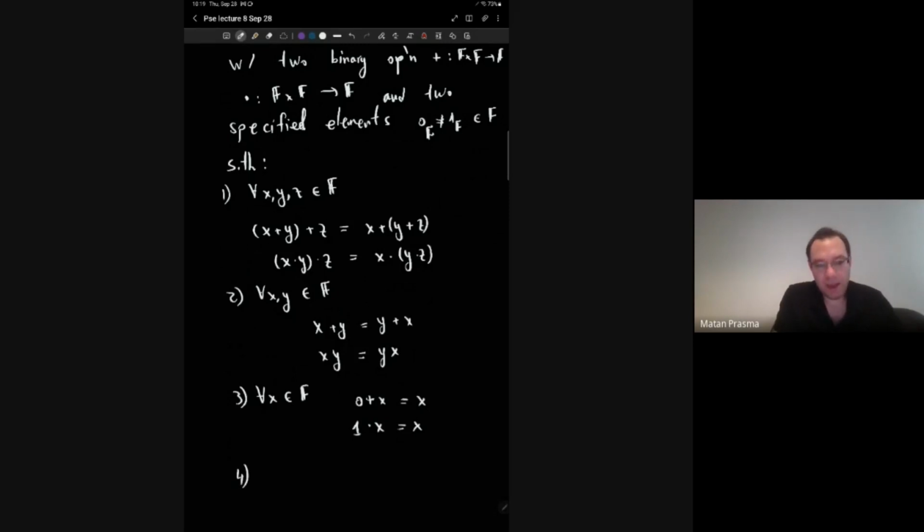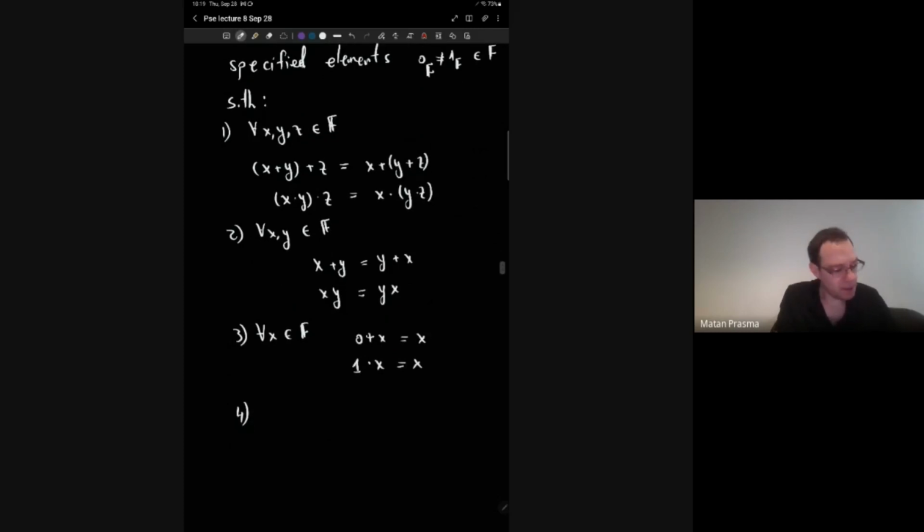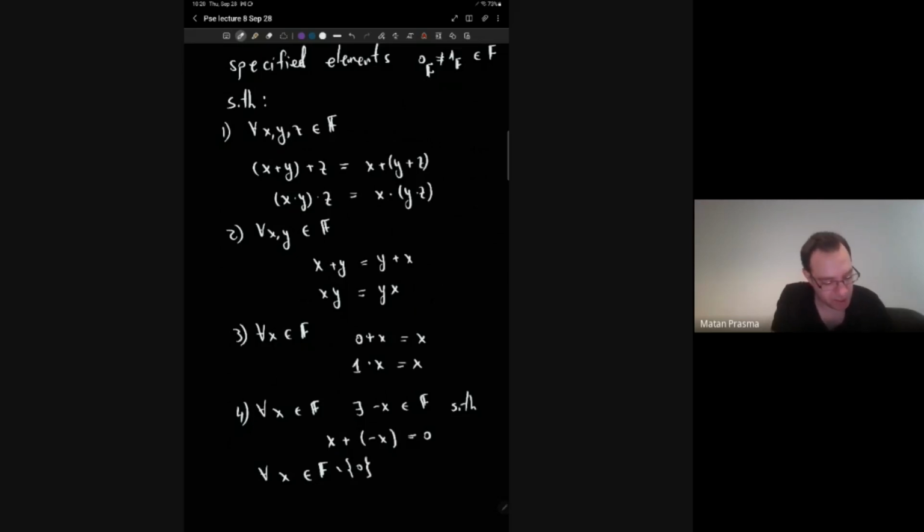And then we have an inverse axiom. So for any x in F, there exists an element which we denote as minus x, also in F, such that x plus minus x is equal to 0. And for any non-zero element, so I write it like this, F minus the set with one element containing the zero element, there exists an element which we call x minus 1, such that x times x minus 1 is equal to 1.